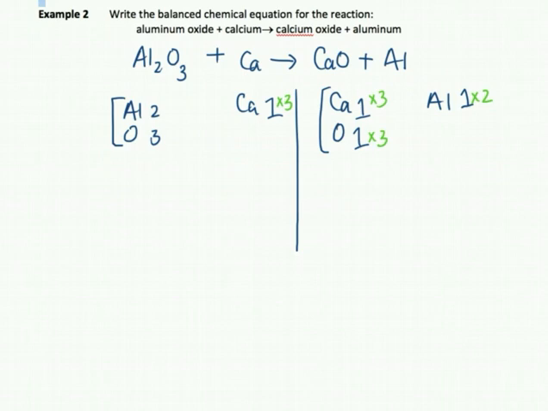So here I didn't multiply it by anything. So it's like there's 1 there, but we don't write it in. This one multiplied by 3. Here we multiply this whole compound by 3. Add a 3. Here we multiply this by 2. There we go. So now it's all balanced.